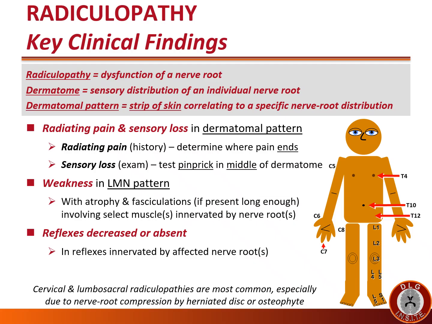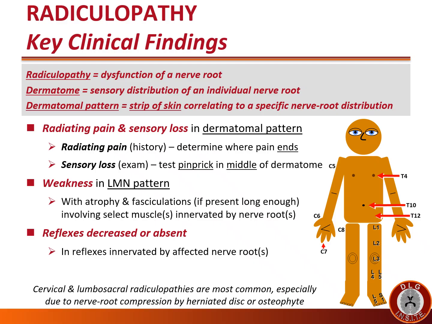Radiculopathy is the term we use for dysfunction of a nerve root. A radicle refers to nerve root. And radiculopathies usually have sensory loss in a dermatomal pattern. A dermatome is a sensory distribution of an individual nerve root, and that dermatomal pattern is a strip of skin, is the best way to describe that for your patients, a strip of skin correlating to a specific nerve root distribution. Folks with radiculopathies tend to have radiating pain and sensory loss in a dermatomal pattern.